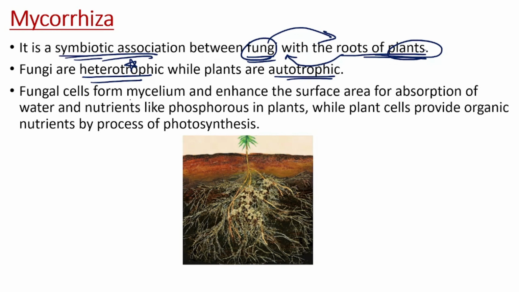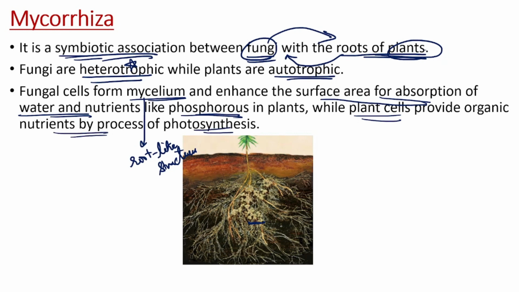These fungal cells form mycelium. What is mycelium? Mycelium are root-like structures. They form mycelium and get associated with the roots of the plant. These fungi increase the surface area of absorption of water and nutrients for the plant. The plant can absorb more water from the soil, and phosphorus absorption increases. In turn, plants provide nutrients by the process of photosynthesis. So plants give food to the fungal mycelium, and the fungal mycelium ensures that more water and nutrients are absorbed by the plant by increasing the surface area of absorption.